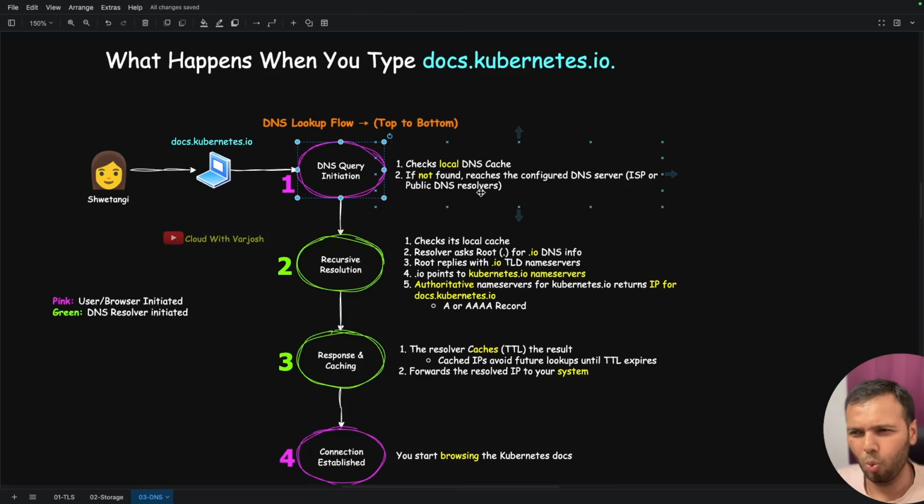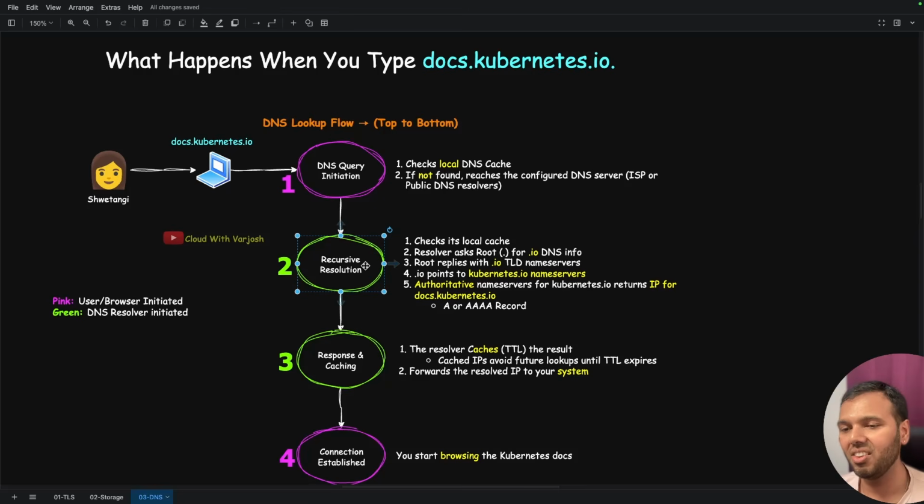Cloudflare's is 1.1.1.1, and then Quad9's DNS server is, guess, 9.9.9.9. So let's say in our example, Shwetangi has DNS server configured as her ISP. So the request for docs.kubernetes.io to fetch the IP address of this reaches the ISP, and ISP performs the recursive resolution.